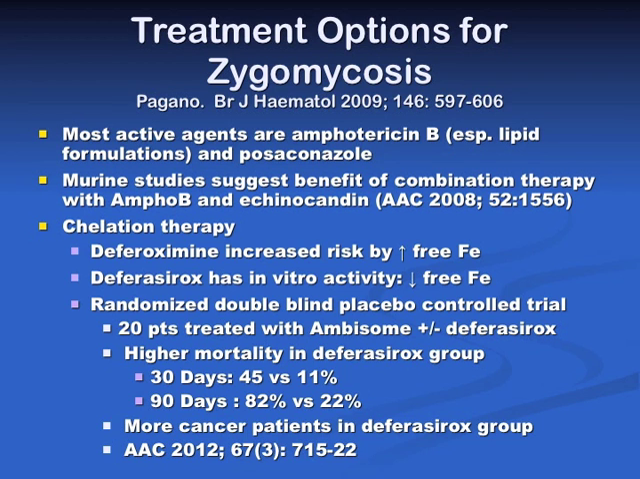So at 30 days, 45 versus 11%. 90 days, 82% versus 22%. So unfortunately, that did not look promising. There was a very small number of patients. They were not evenly distributed in terms of cancer patients versus diabetics. But nonetheless, it's not something that we're likely to see pursued.